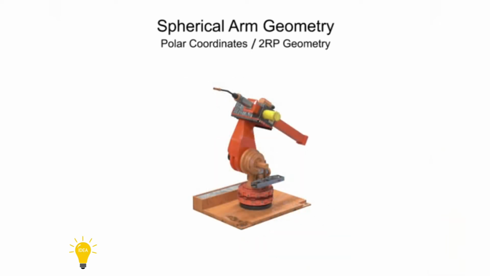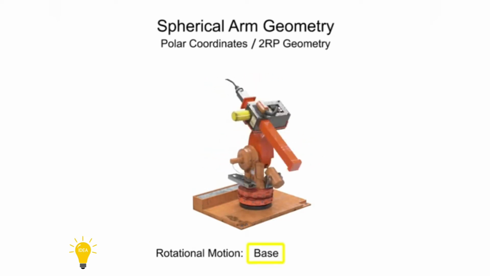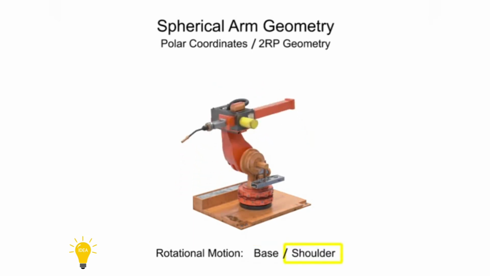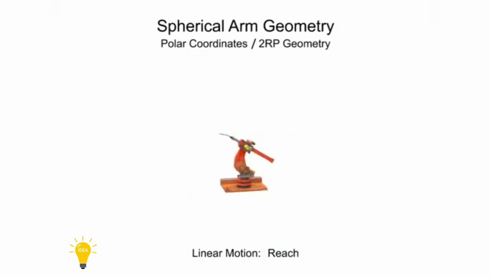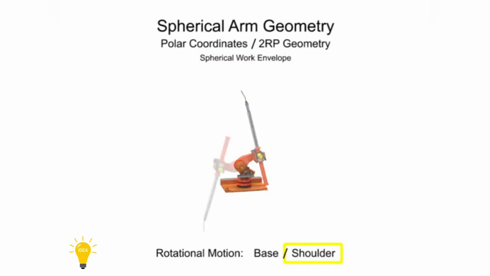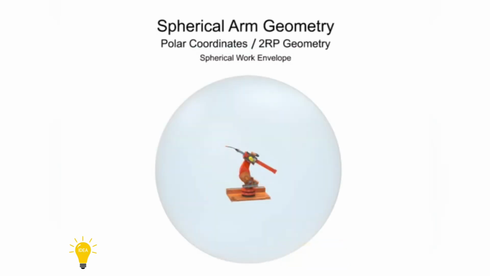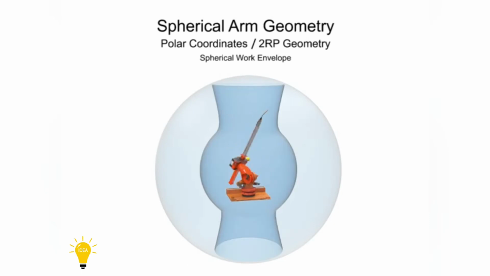Robotic arms with spherical geometry have rotational movement in two directions: rotational movement at the base and rotational movement at the shoulder. Spherical arm geometry robots also have linear motion in one direction, typically the reach of the arm. They have a mostly spherical work envelope at their outer reach, but are limited by the linear reach of the arm and the rotation of the shoulder joint. The shape of the robot's inner work envelope is almost conical and does not become a sphere until the arm extends.